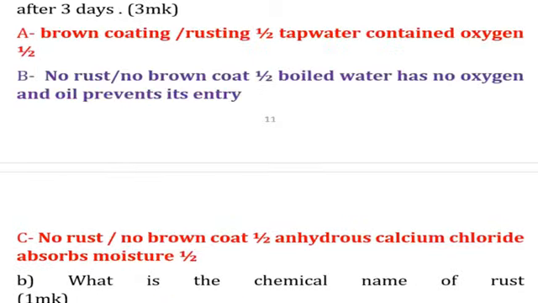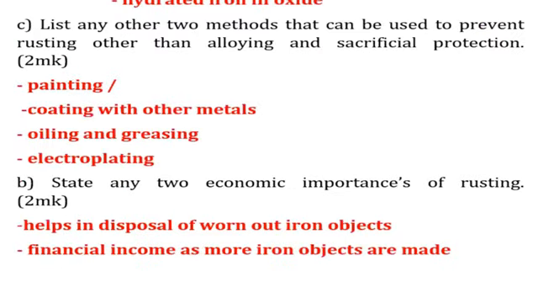That one is hydrated iron III oxide. Next, list any other 2 methods that can be used to prevent rusting, other than alloying and sacrificial protection. Which other ones? One is painting, next one is coating with other metals, next oiling and greasing, next one is electro painting.